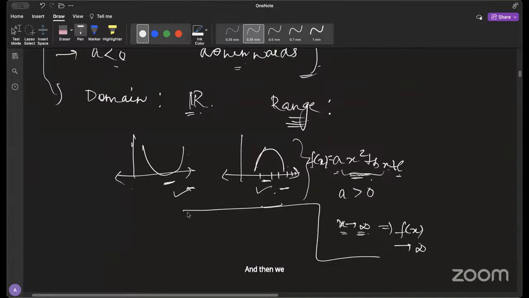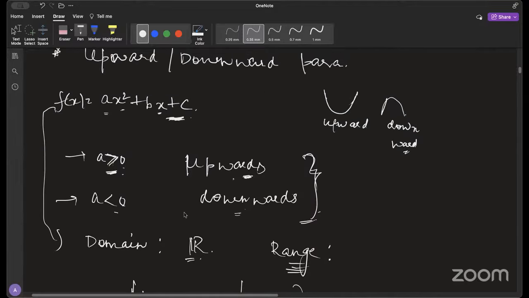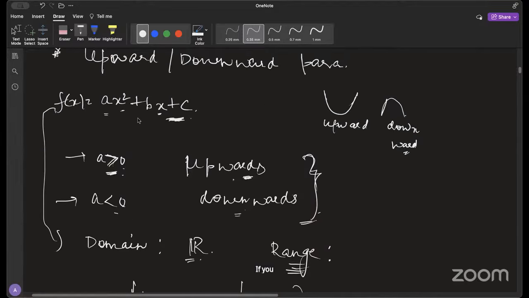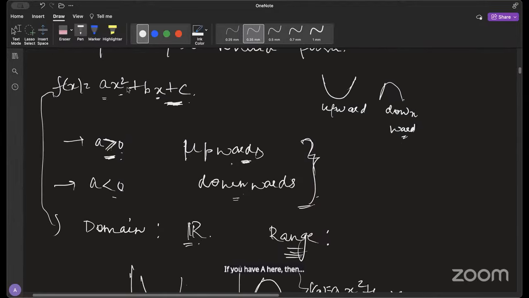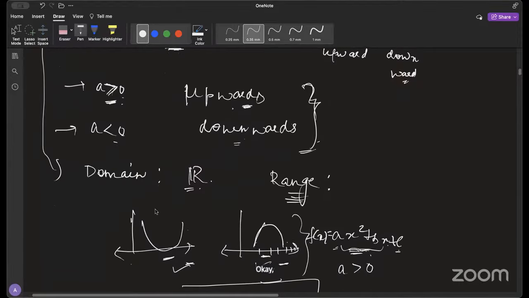And then we have the range of it. If you have A here, then you have a fixed value here. Okay, let's just come to this later on.